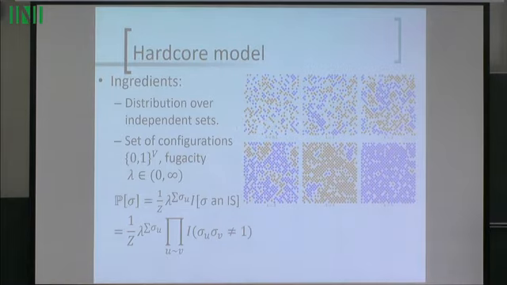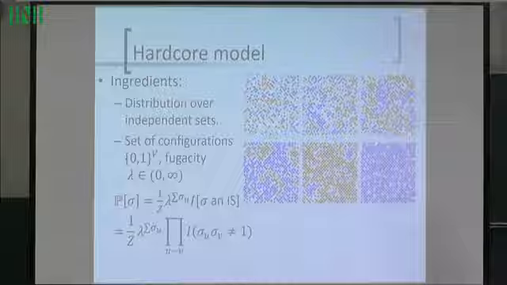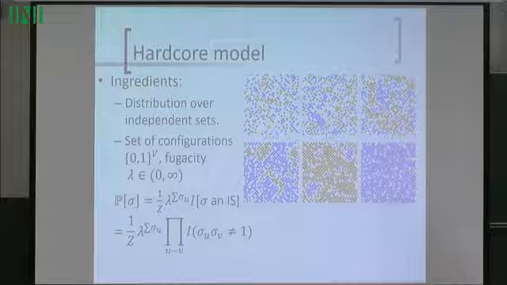The biggest independent set isn't really a spin system, but you could think of it in terms of the hardcore model, which is just independent sets on your graph weighted according to lambda to the power of their size. If you set lambda going to infinity, you'll put most of the mass on the biggest independent sets. So we'll take that view of things.